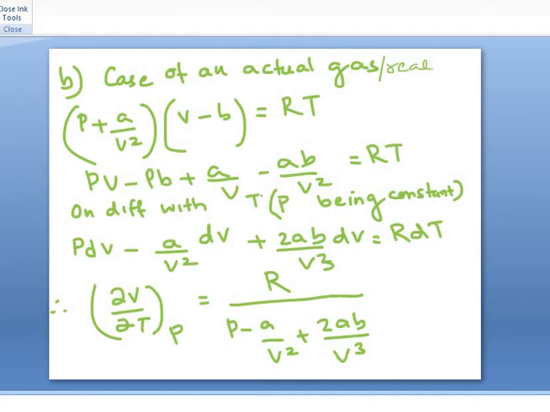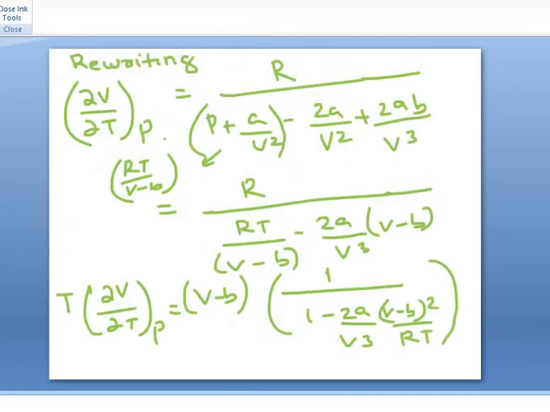On differentiating with respect to T, P being constant, you will get these terms. And again let us rearrange these terms in terms of (dou V by dou T) at constant P. So these terms will come out to look like this: R by taking it to the other side, (P minus a by V square plus 2ab by V cube). So with this we get all the terms on one side. Now what is (dou V by dou T) at constant P? Let us try to rewrite.